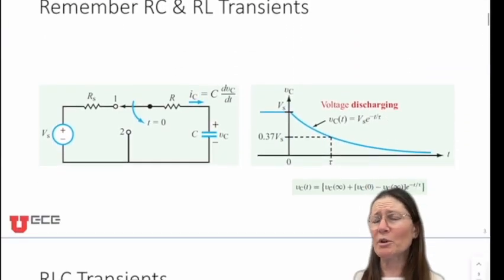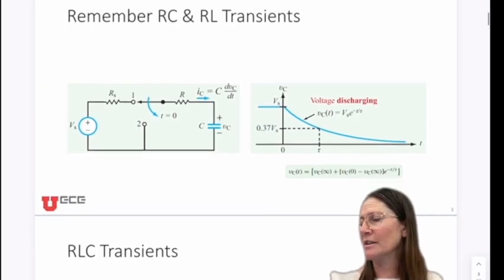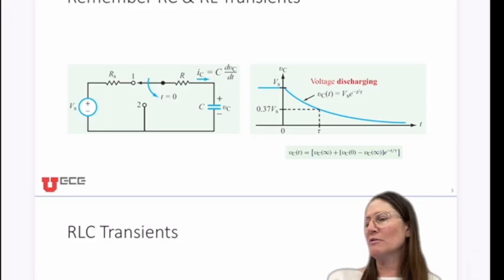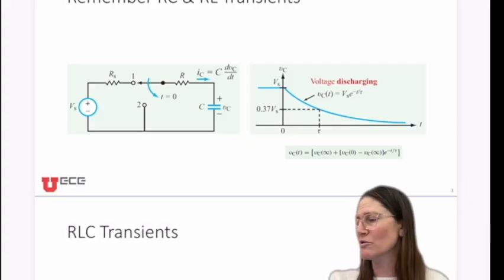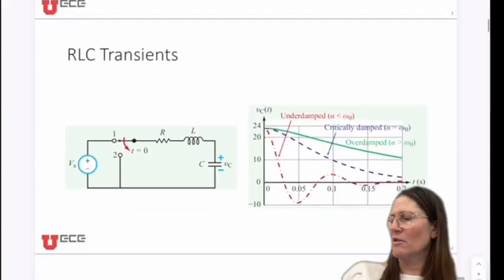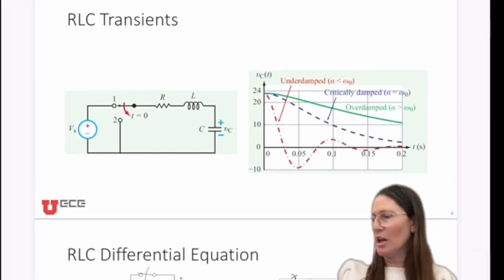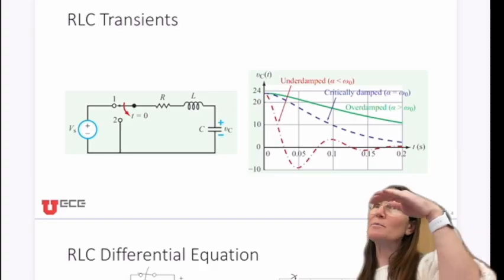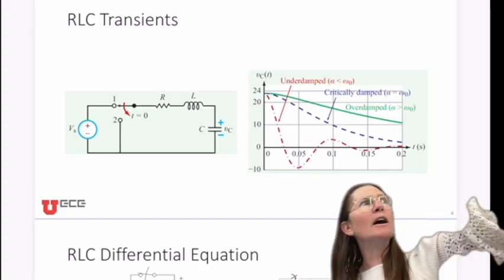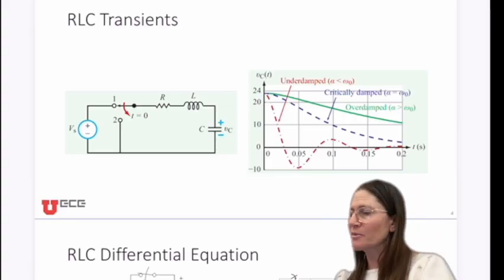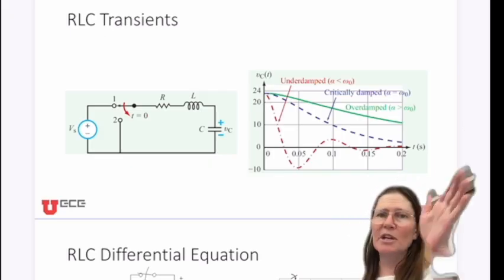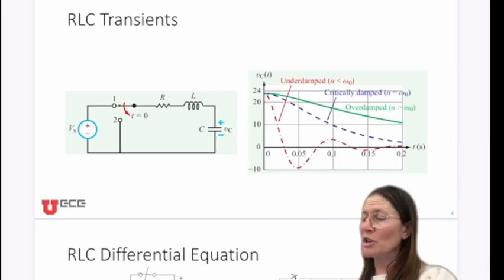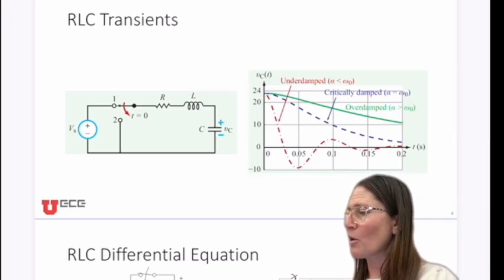So remembering the RC and RL transients, when you had an RC and you move it from a source to no source, it's going to discharge. For an RLC, instead of just an exponential discharge, we're now going to see these 3 different types of responses. Instead of an exponential, you're going to see the green one, which is considered overdamped.